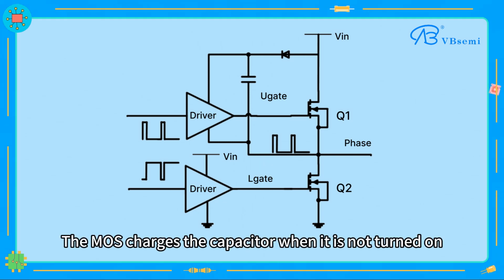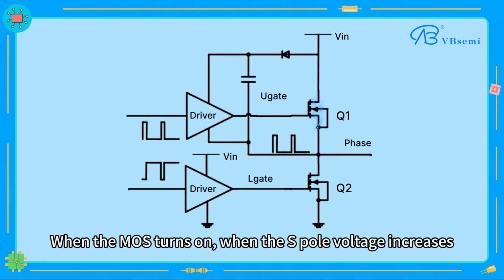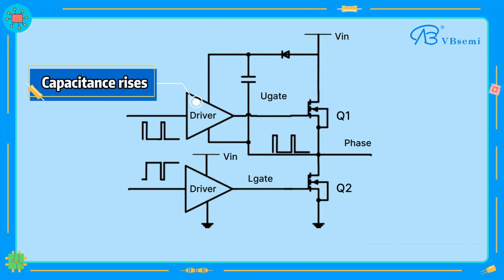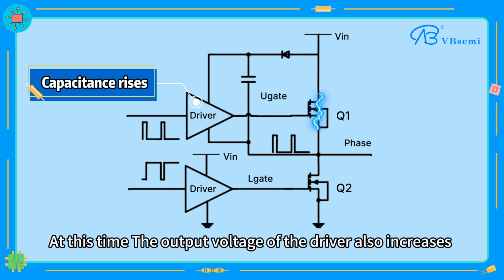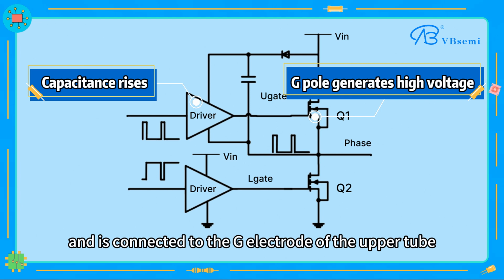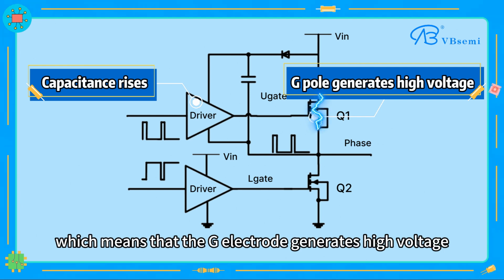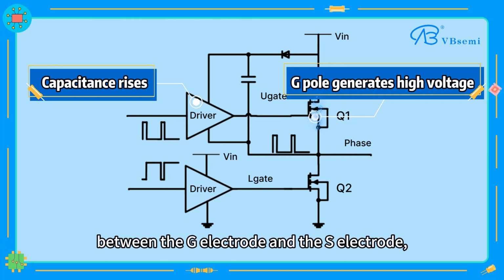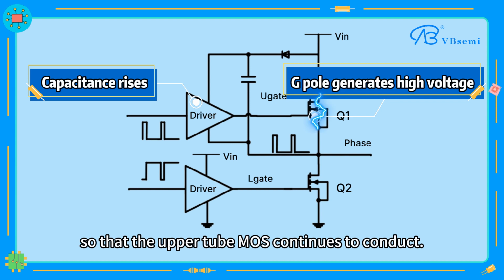The MOSFET charges the capacitor when it is not turned on. When the MOSFET turns on and the S-pole voltage increases, it will automatically increase the supply voltage of the driver above. At this time, the output voltage of the driver also increases and is connected to the G electrode of the upper tube, which means that the G electrode generates high voltage, and there is a sufficient voltage difference VGS between the G electrode and the S electrode, so that the upper tube MOSFET continues to conduct.